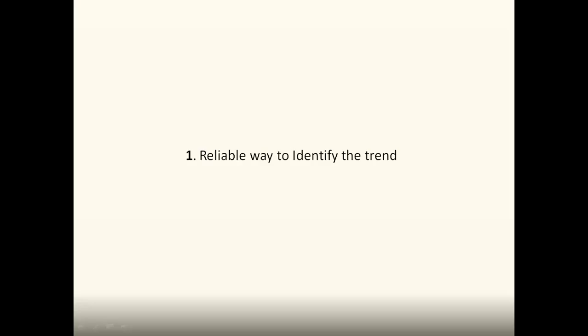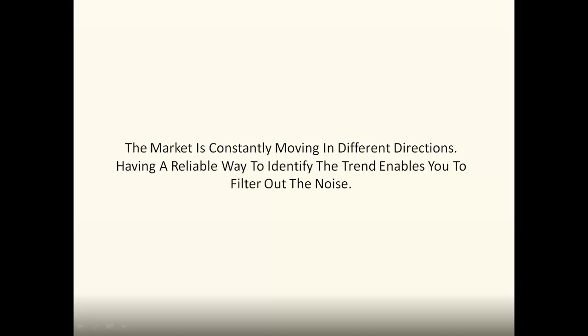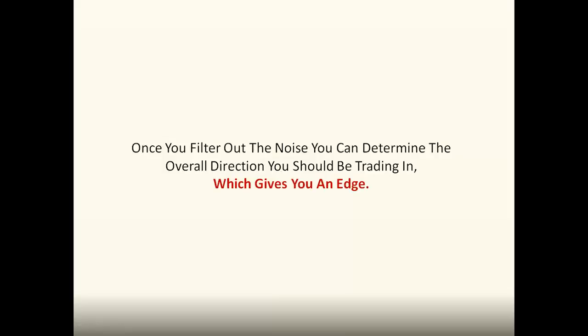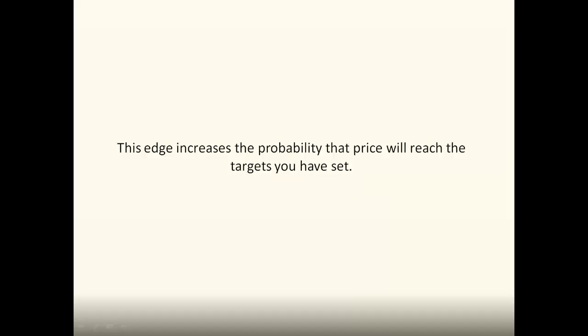Here it is. Step number 1. Of course, you have to have a reliable way to identify the trend. The market is constantly moving in different directions. Having a reliable way to identify the trend enables you to filter out the noise. Once you filter out the noise, you can determine the overall direction you should be trading in, which gives you an edge. This edge increases the probability that price will reach the targets you've set.